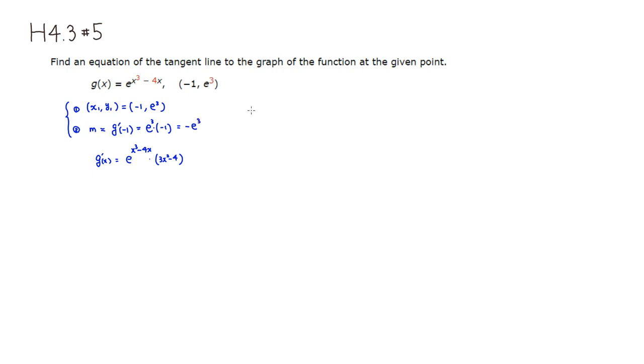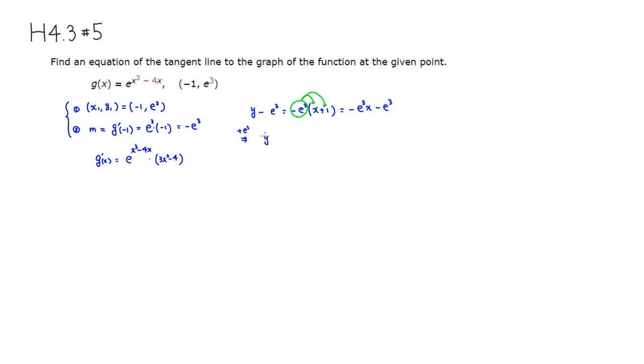So the equation is y minus y1, which is e cubed, equals negative e cubed times the quantity x minus x1, which is -1, so it's plus 1. We can simplify a little bit. I'm going to distribute this negative e cubed to x and 1. So we get negative e cubed x minus e cubed. To isolate y, I'm going to add e cubed to both sides.